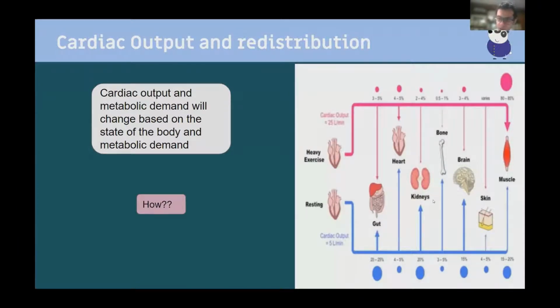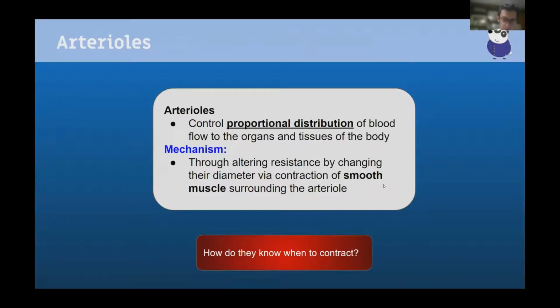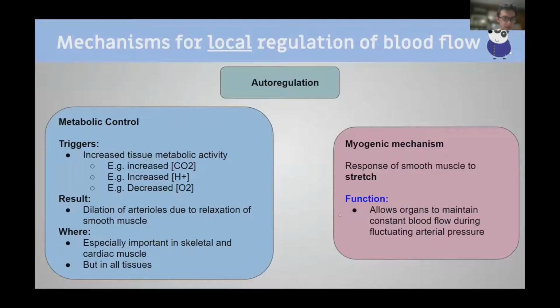So for example, here, during heavy exercise, let's talk about your gut. During heavy exercise, the arterioles to your gut are going to constrict. You're going to have reduced flow and a lesser proportion flowing to your gut, whereas at resting state, they're going to be more dilated, and so a greater proportional flow. It doesn't really help us though, because how do they know when to contract?